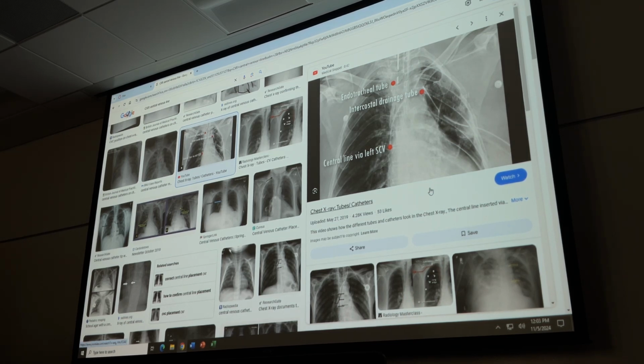These catheters, we don't want to insert them into the right atrium. We want to just have them stopping at the superior vena cava because it's mixing with all that venous blood that's coming back from both brachiocephalic veins and the superior vena cava.